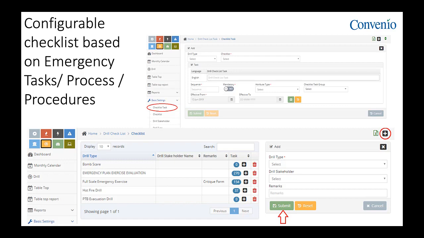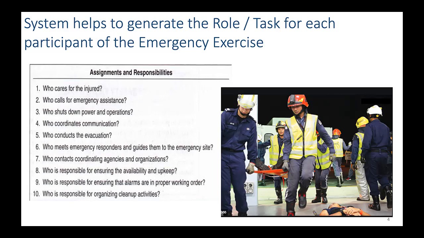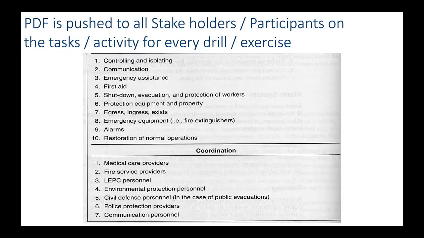In this slide, you will see 2 screens. On the top, you connect the drill type and the checklist to get the relevant data. And on the bottom, you combine the drill type and the drill stakeholder. This will generate the relevant reports to the participants. Based on the configuration, a PDF is generated with assignments and responsibilities of each participant. In a similar way, the activity and coordination part can also be related and communicated to the participants.